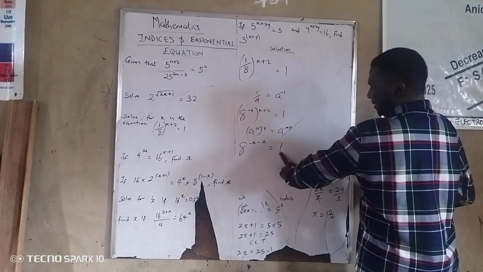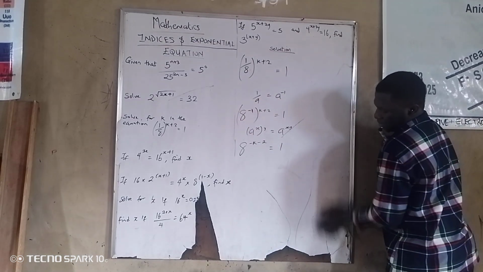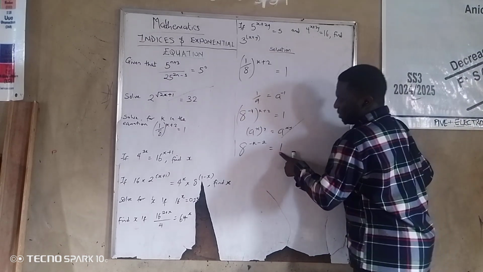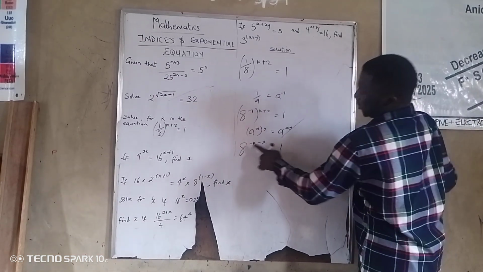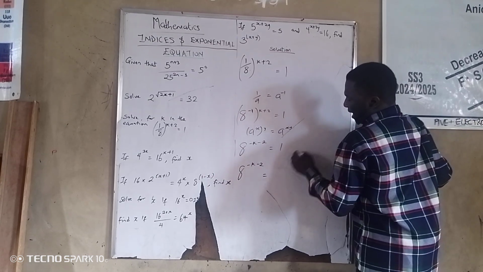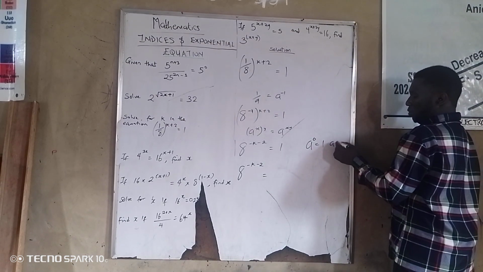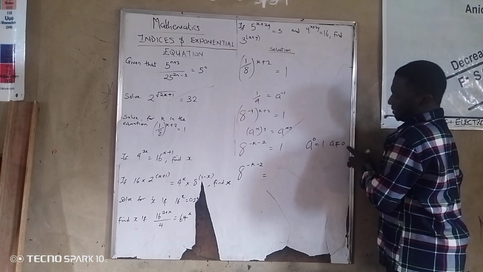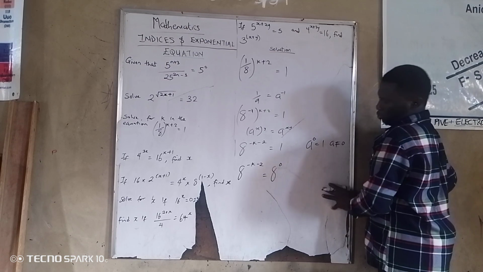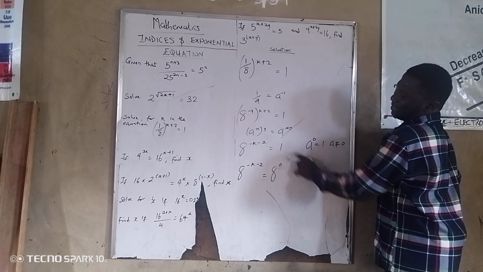How can we represent 1 as a power of 8, in the form of powers of 8? This is 8 raised to power minus k minus 2. Remember that I told you that a raised to power 0 is 1, as long as a is not 0. So now this 1 here can be represented as 8 raised to power 0. 8 raised to power 0 is 1, so this is exactly the same as this.